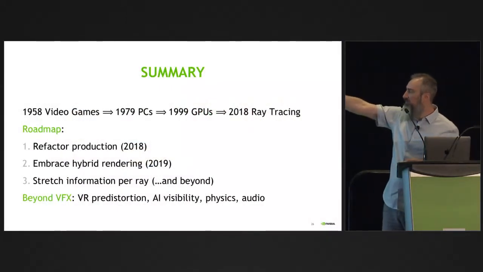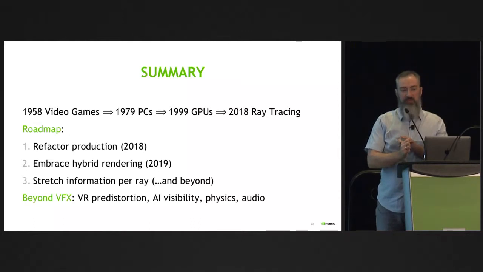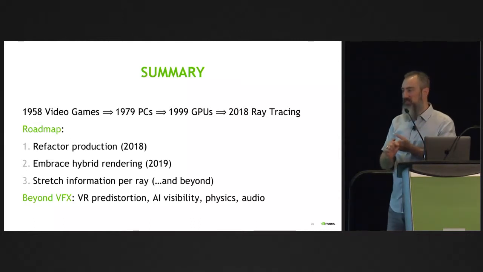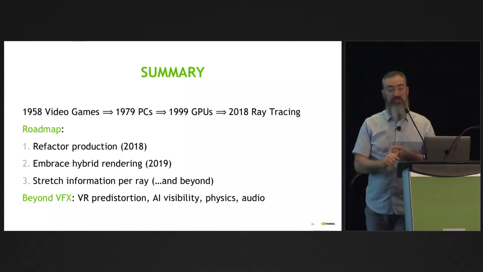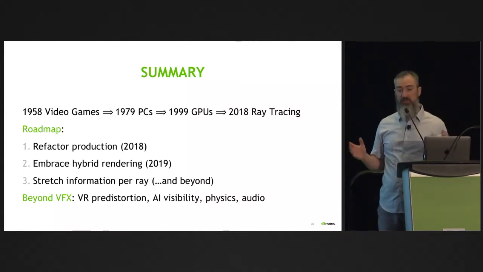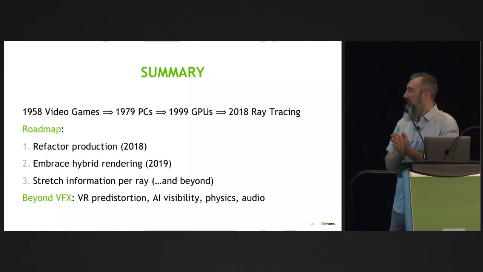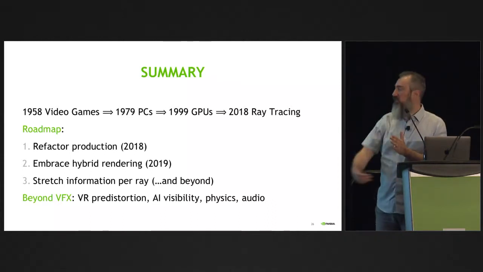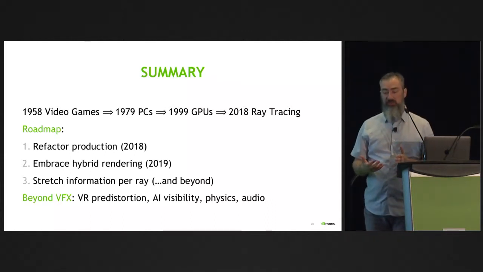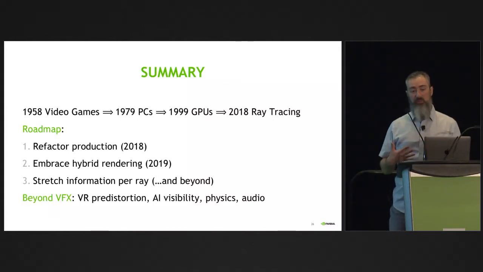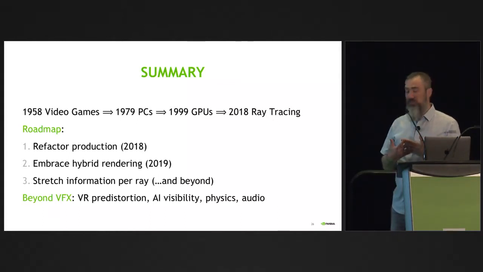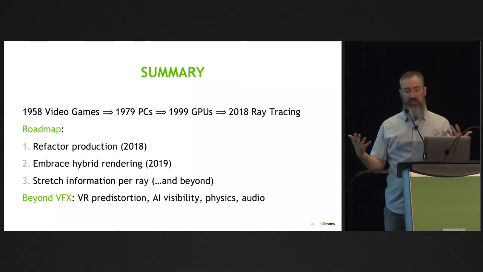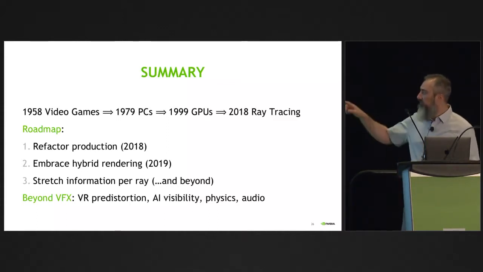My roadmap is straightforward. Today, refactor your production. Take places where it makes sense to cast rays and it doesn't upend the real-time pipeline, and just do it. And you're going to get this huge speedup, and it's going to make your artists 5 times more productive. And then, for your next title, start embracing hybrid rendering. Start redesigning your pipeline for where we're going to be for probably at least 10 years, probably a lot longer, which is this notion of raster and rays, each doing the thing they do best.